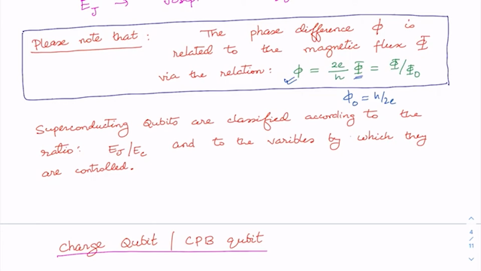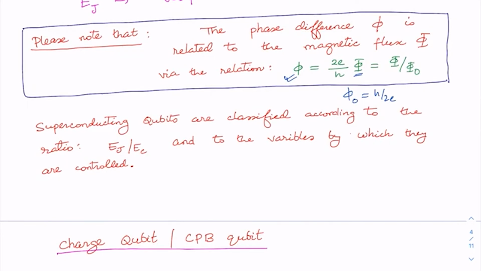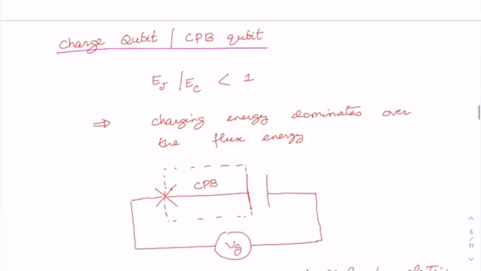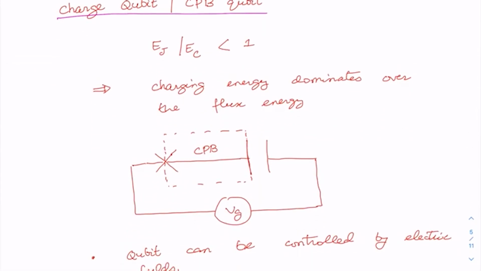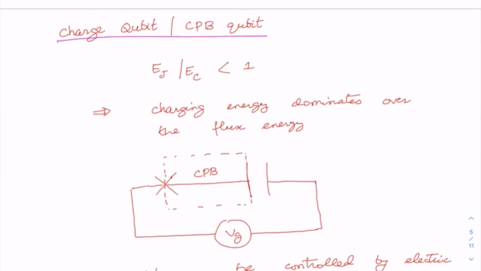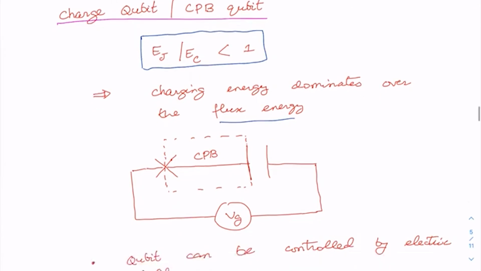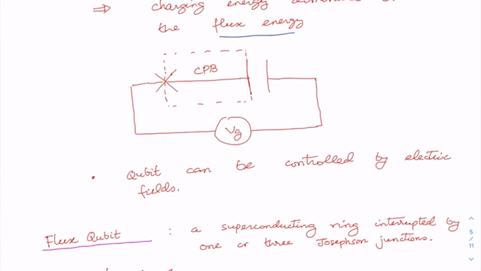Now the superconducting qubits are classified according to the ratio between the Josephson energy and the charging energy, and the variables by which they are controlled. In this context, we briefly discussed the charge qubit and the Cooper pair box qubit, where naturally, because it is a charge qubit, the charging part of the energy dominates over the Josephson part of the energy, that is the flux energy. And symbolically, the circuit diagram for a charge qubit is of this type.